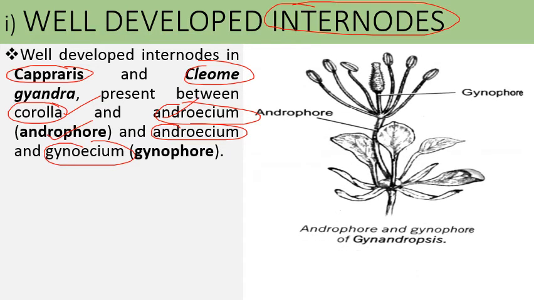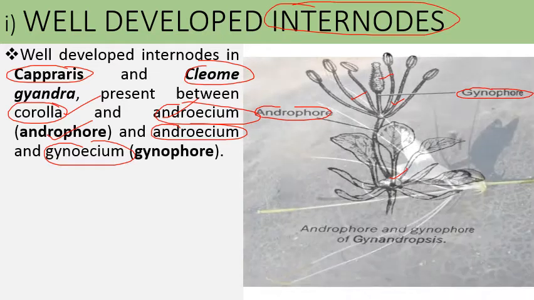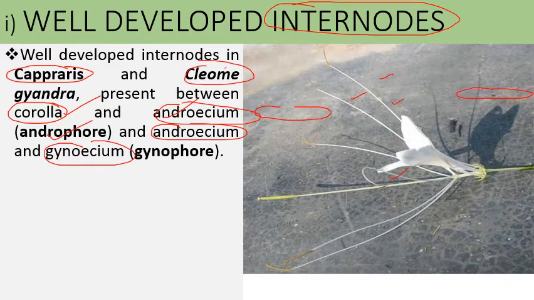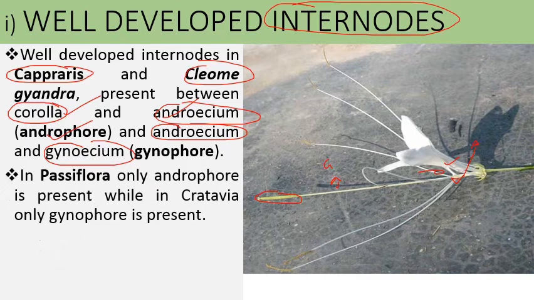This is the diagram which shows androphore, internode between corolla and androecium, then gynophore, that is internode between androecium and gynoecium. This is the flower of Cleome gynandra, which shows this androphore and gynophore. The internode between corolla and androecium is known as androphore, and internode between carpel, that is gynoecium, and androecium is known as gynophore.